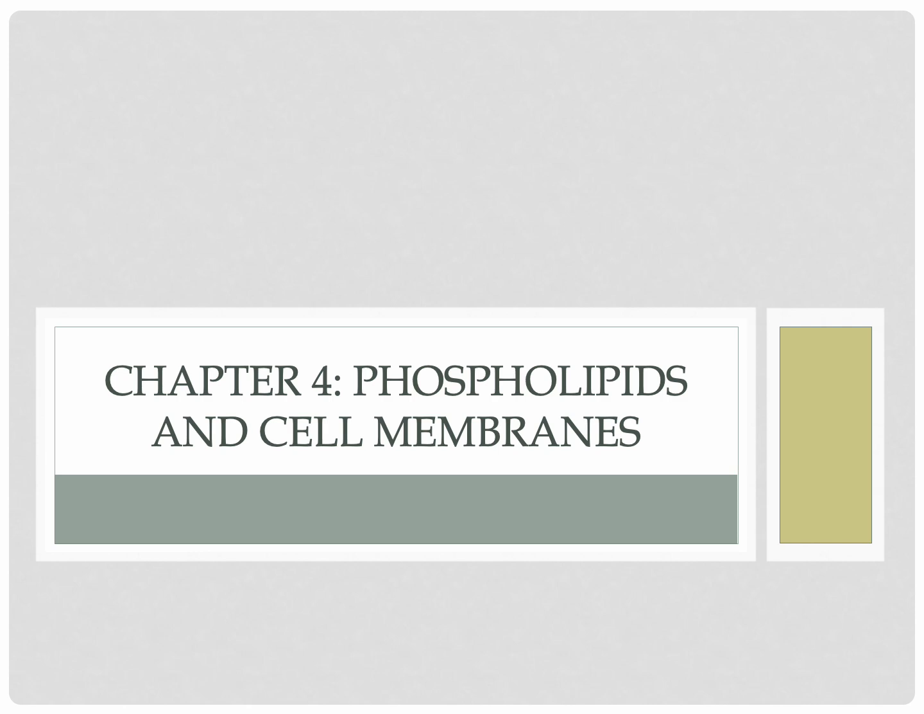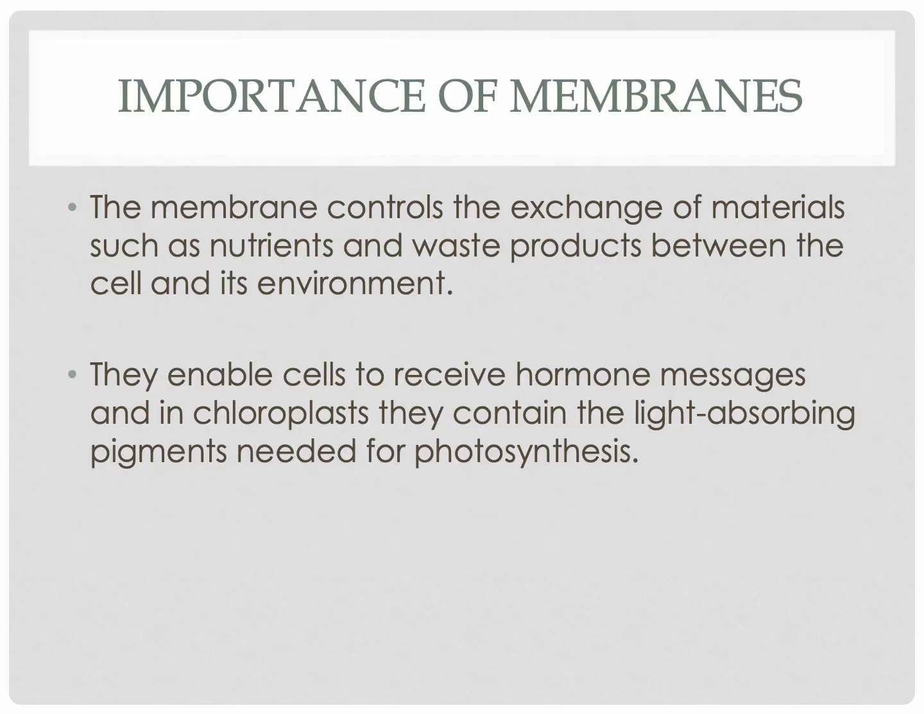Okay, looking at phospholipids in the cell membrane, you need to be able to describe the structure of the cell membrane, explain the functions of the molecules that make up the cell membrane, and how substances enter and leave cells. The membrane controls the exchange of materials such as nutrients and waste products between the cell and its environment. They enable cells to receive hormone messages, and in chloroplasts they contain the light-absorbing pigments needed for photosynthesis.